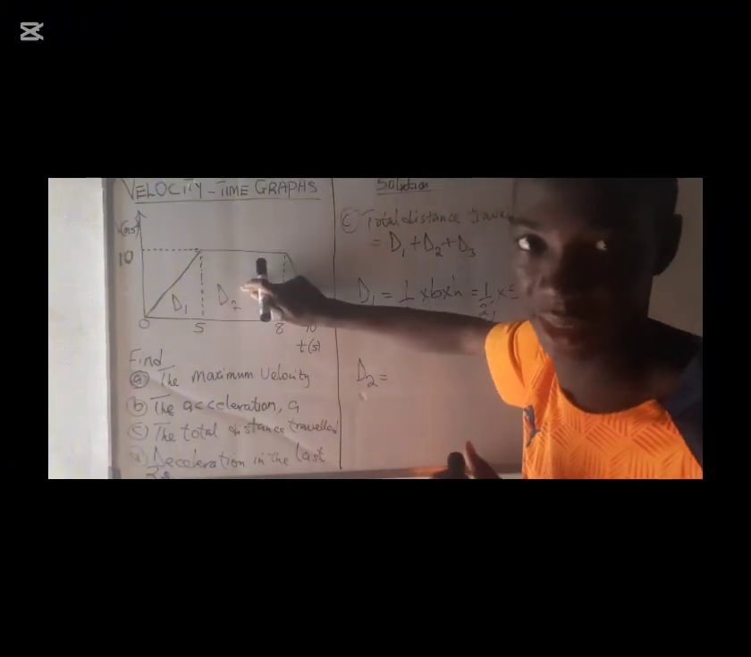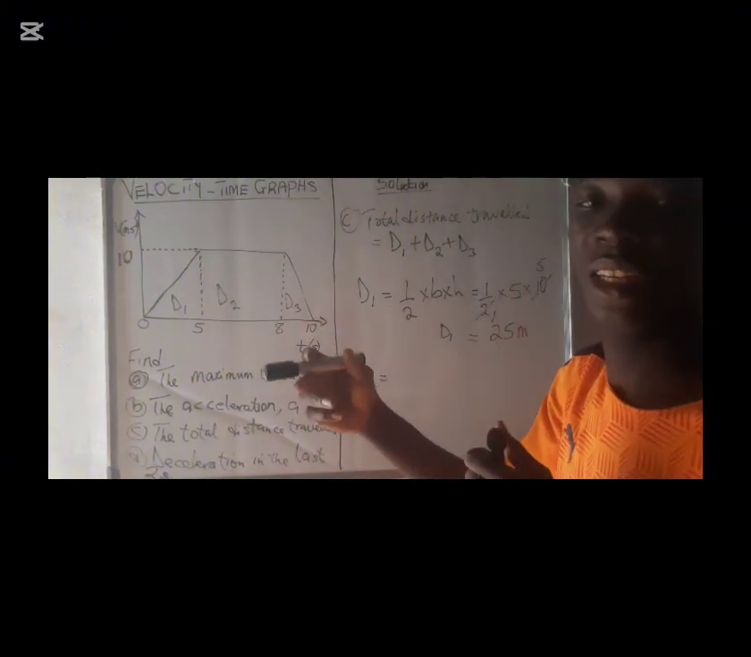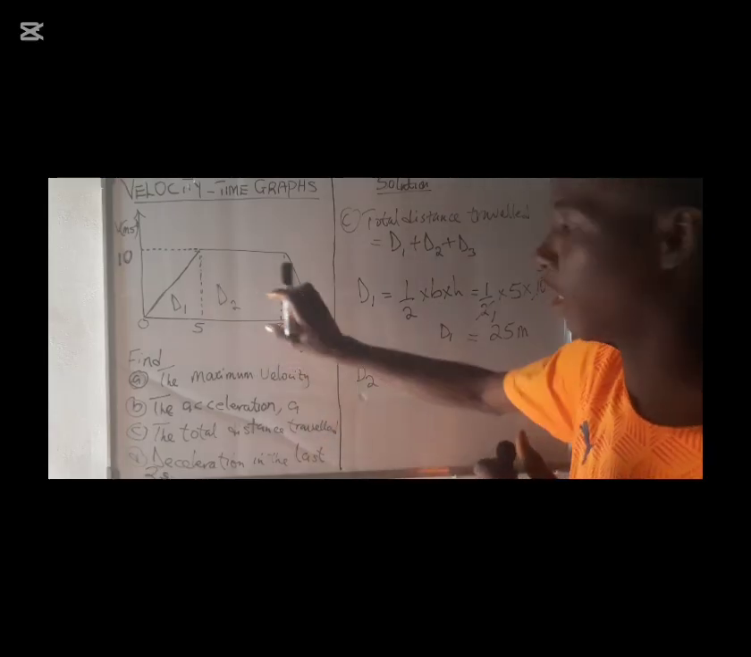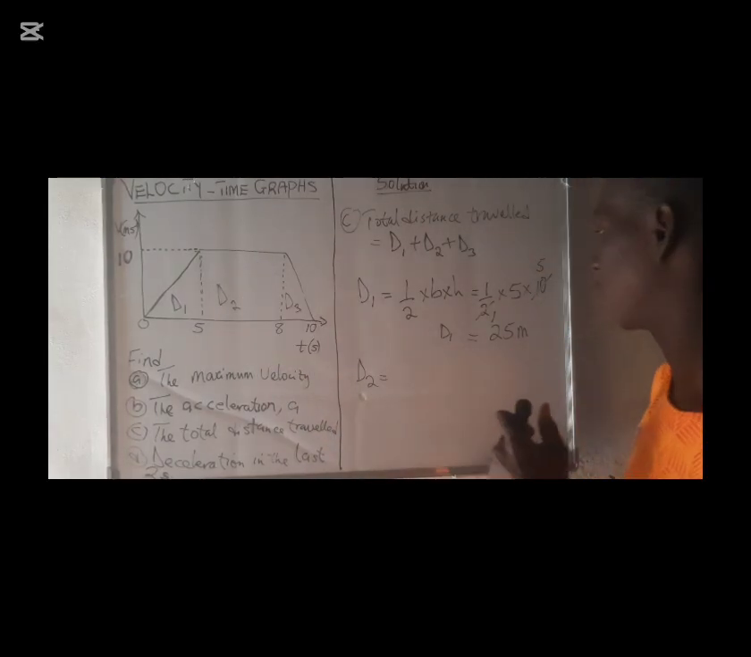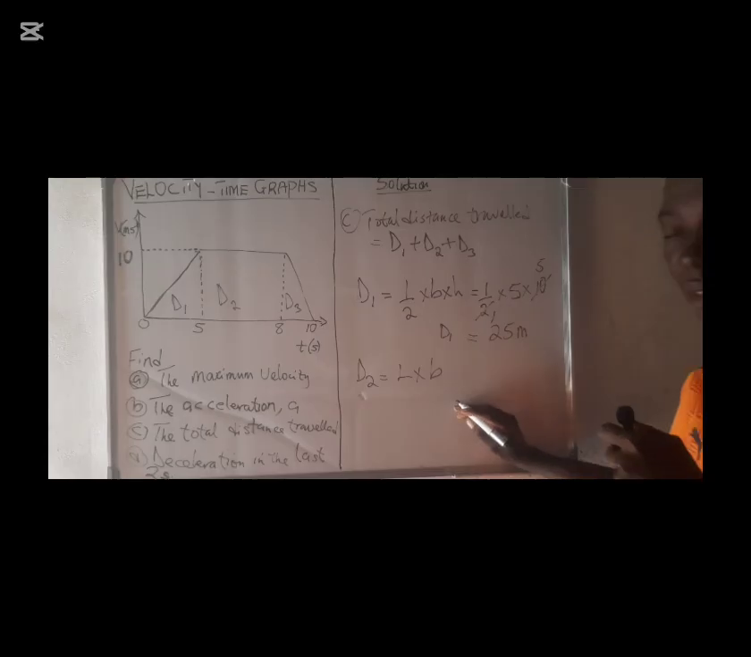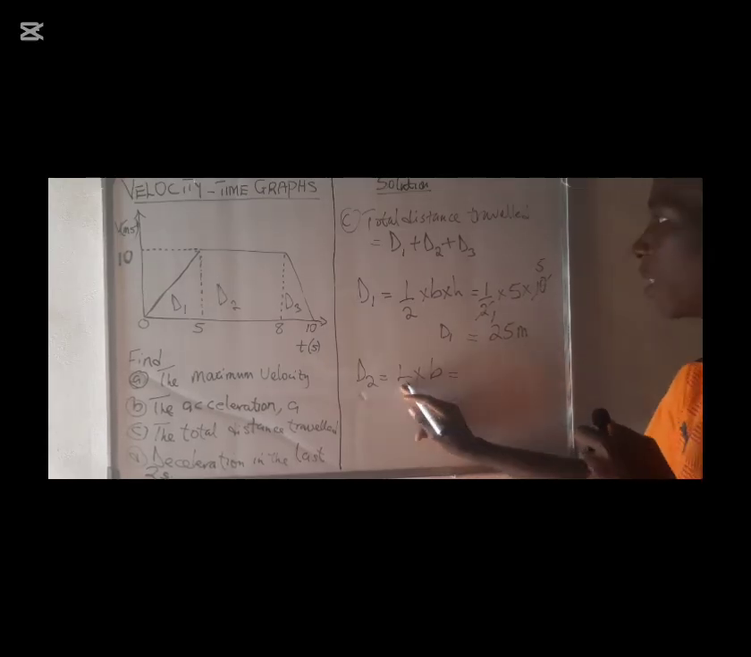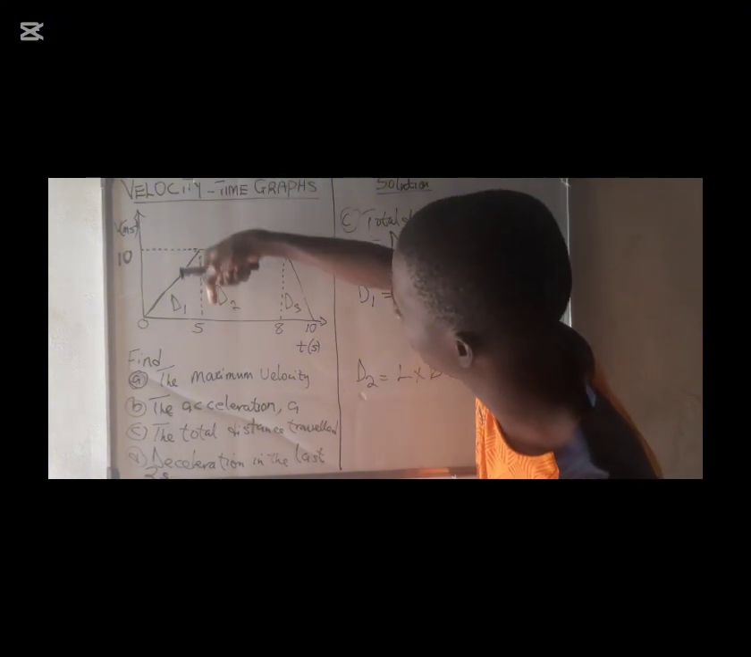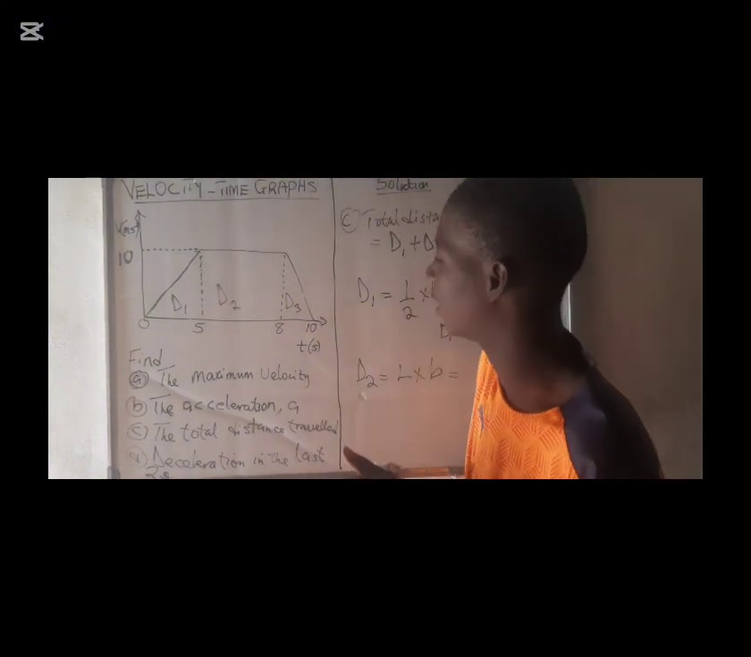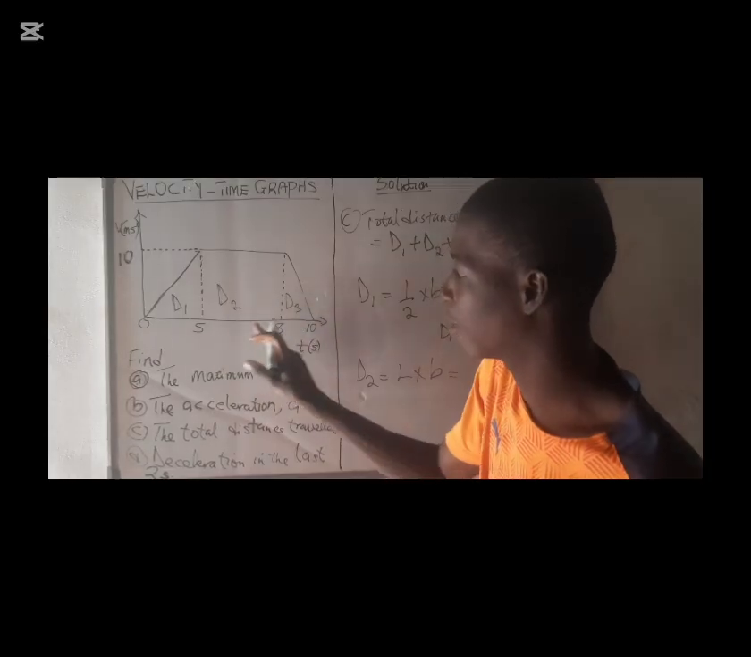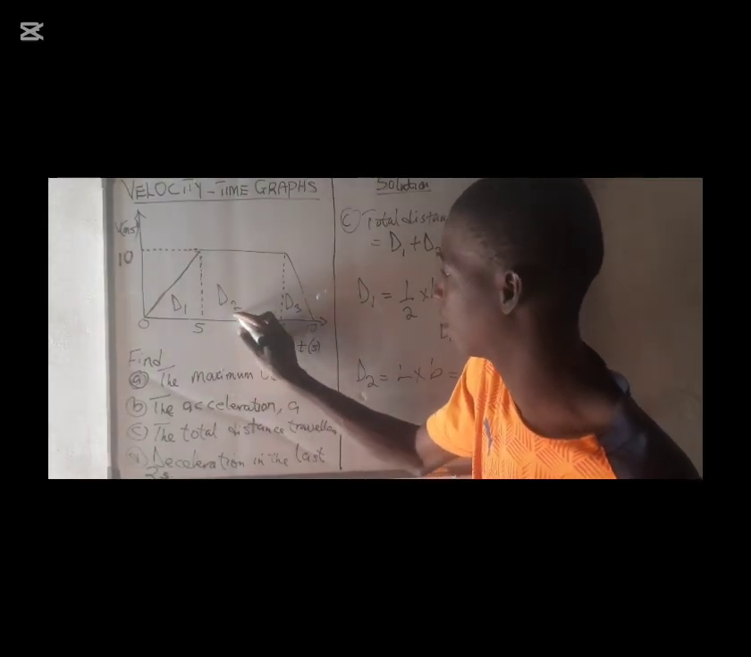It is rectangular in shape. So we are going to use the formula for finding the area of a rectangle to find d2. The formula is length times the breadth, or the width. What is our length from the question? Remember, to find our length here, it is going to be the difference of this. 8 minus 5 gives us 3.